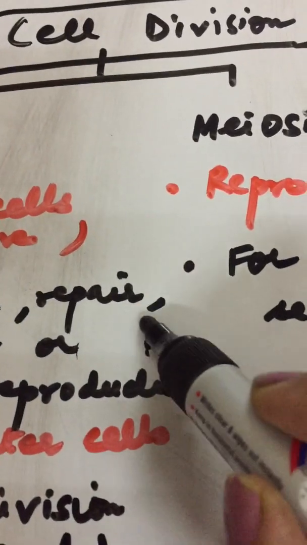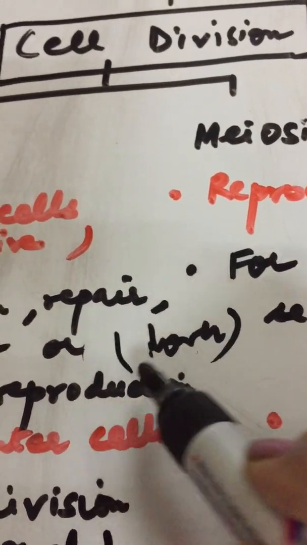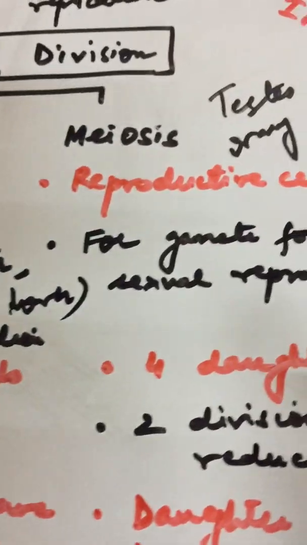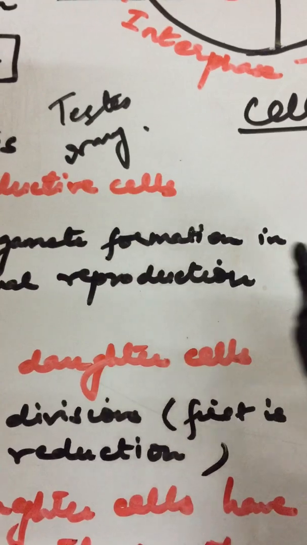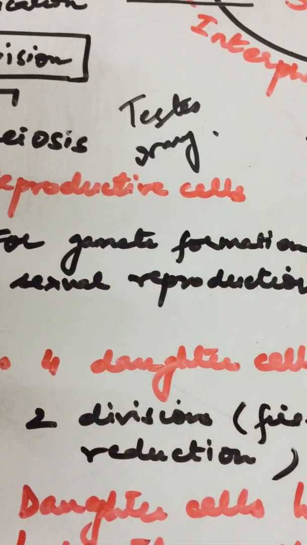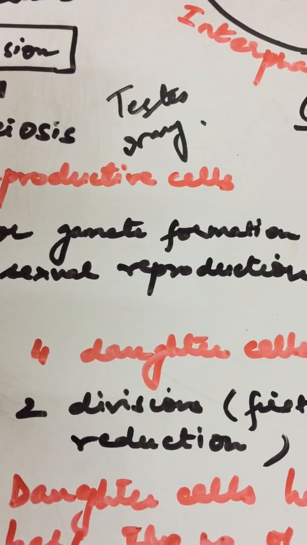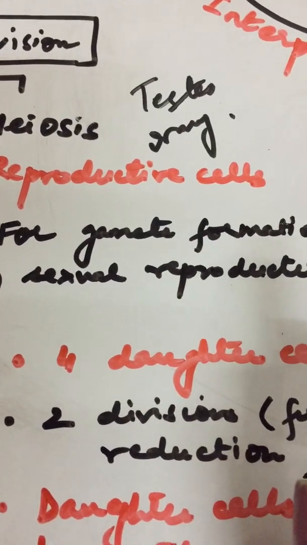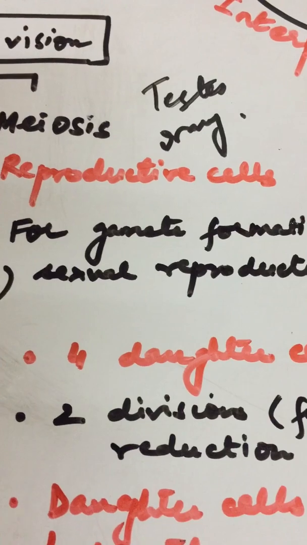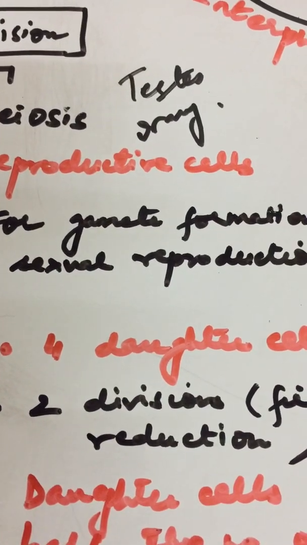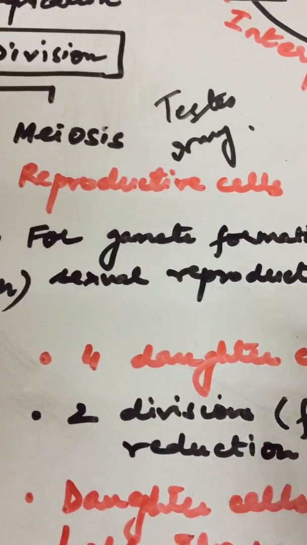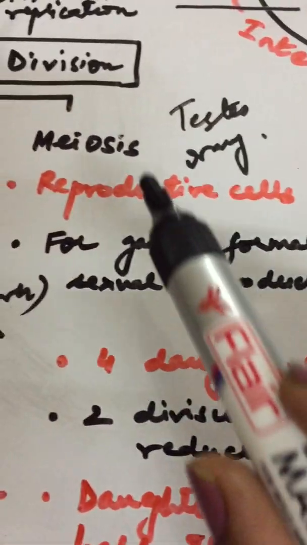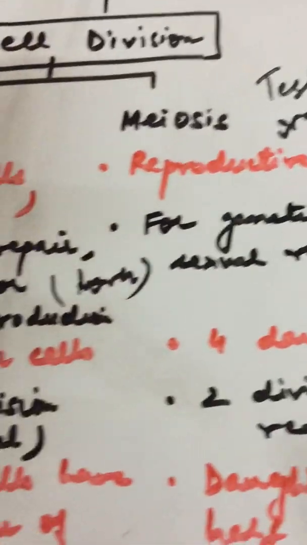In lower organisms mitosis occurs, whereas meiosis occurs for gamete formation in sexual reproduction. Where sexual reproduction has to occur, gametes have to be formed or sex cells have to be formed, like sperms in males and ova in females. These gametes or sex cells are formed by the process of meiosis.